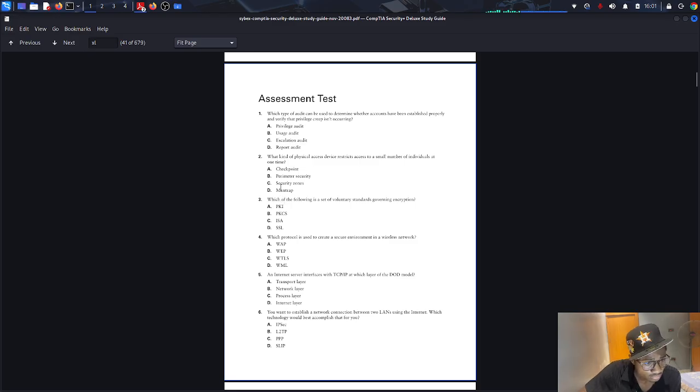Second, what kind of physical access device restricts access to a small number of individuals at one time? Checkpoint, perimeter, security zone, man trap. Hmm. My mind is telling me A or B. Checkpoint, perimeter, security zone. Let me go with A then.